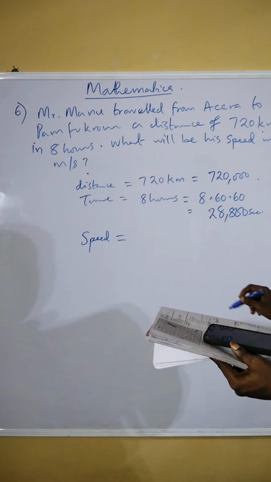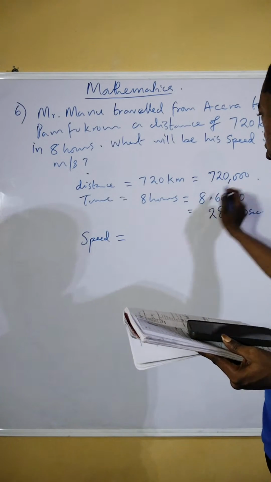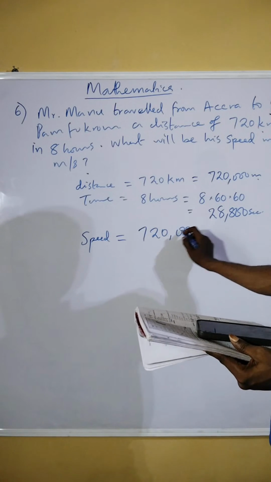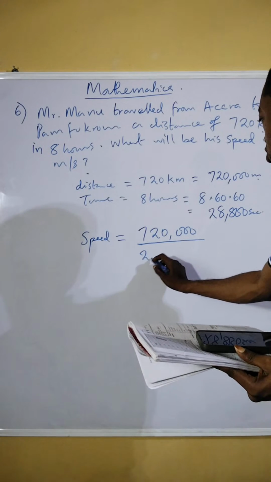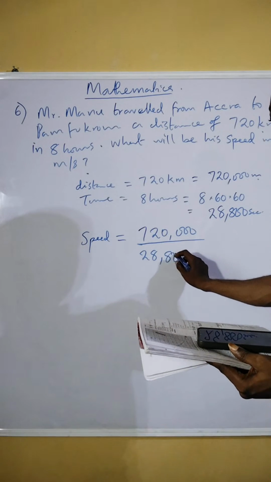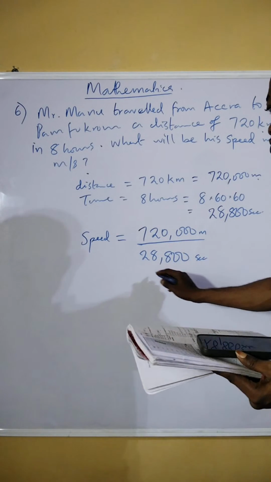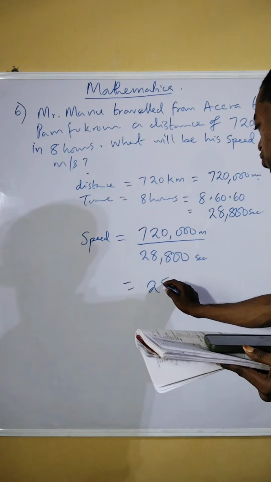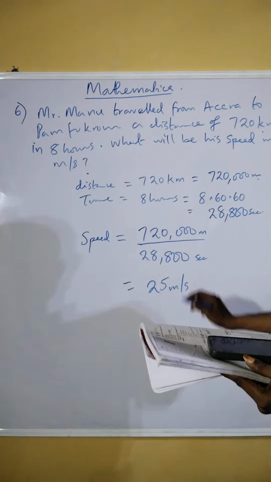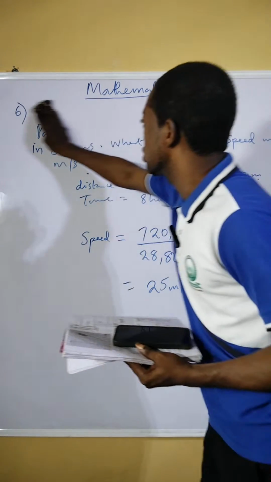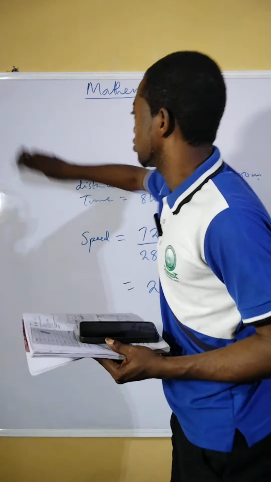So, speed now equals distance in meter. That's 720,000 over 28,800. So this is meter, this is seconds. So when we divide here, we have 25 meters per second. So that is that for that particular question. Now let's look at the next question here, which will be question number 7.